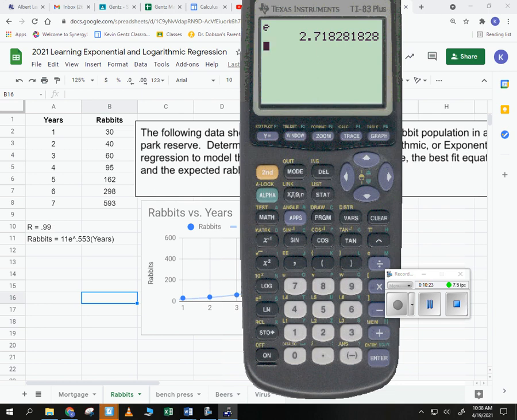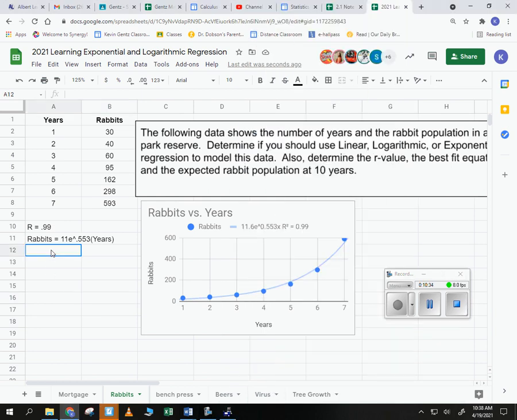Maybe we could try doing it without the use of your calculator. Would you like me to show you how to do this on just here so you don't have to grab your calculator? We will make an equation. I'm going to click on a cell and press equals, then 11. And instead of E, I'm going to write times, which is shift 8, 2.718. And then we want to raise that to what? 0.553 times 10.